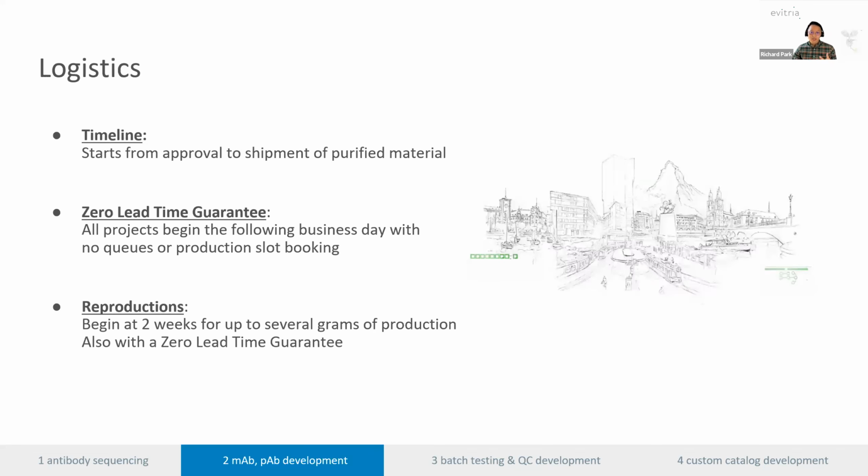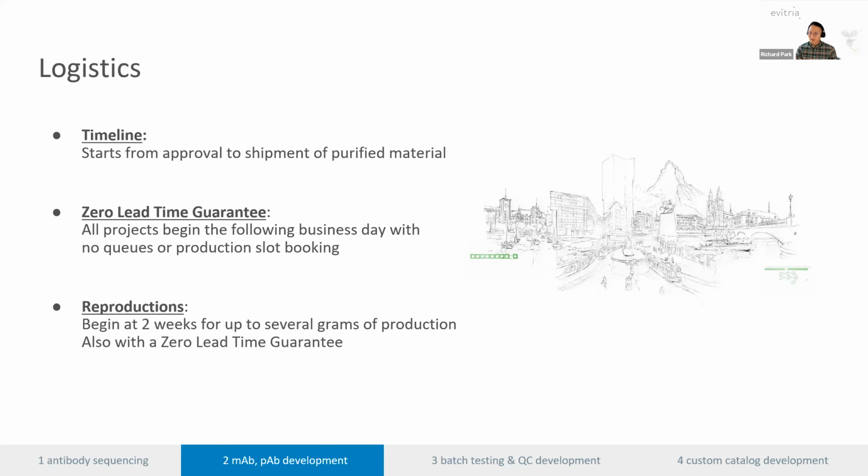Logistically, what does it look like? So like I mentioned, all of our material is produced in Zurich, Switzerland, and our timelines start from the moment that you approve a project all the way to shipment of the purified material. So the initial production will always land between 5 to 8 weeks for the molecular biology work to get all of the DNA prepped and ready, and including the actual scale-up, expression, purification, and analytics, and aliquotation and shipment. Then all of that material gets to you.